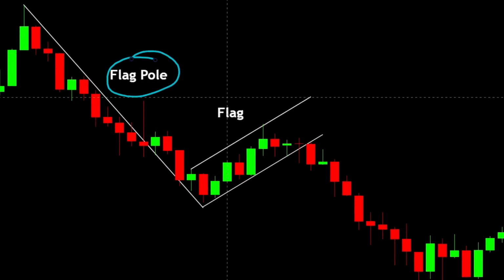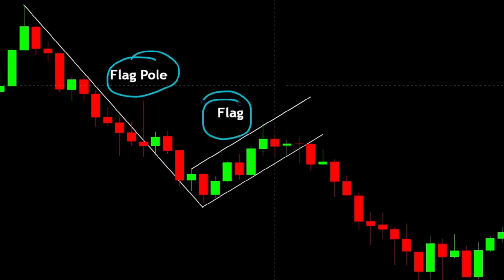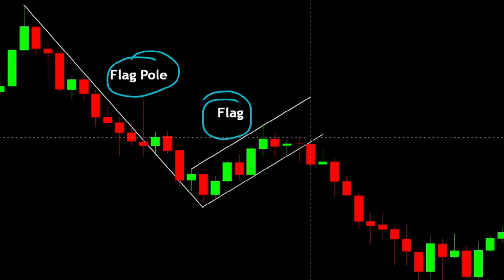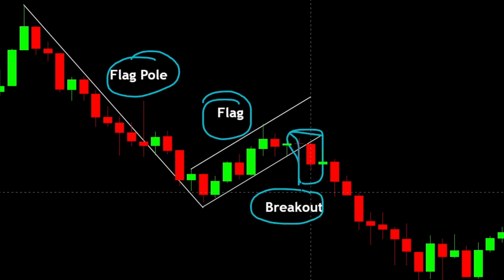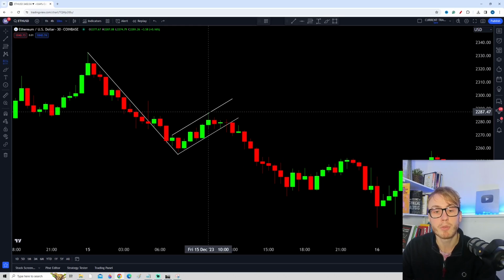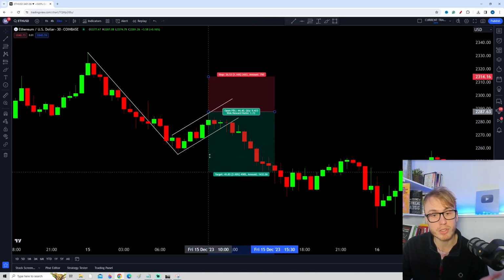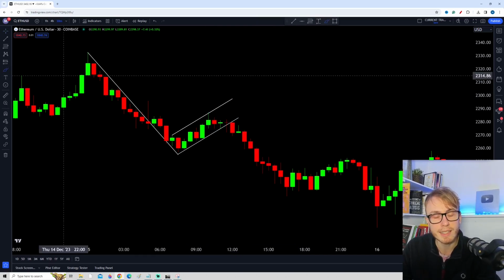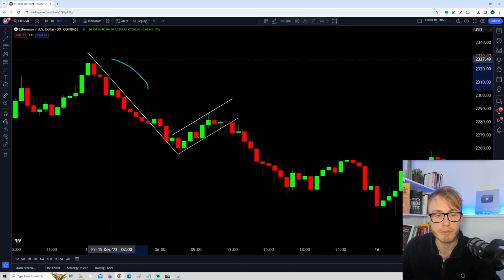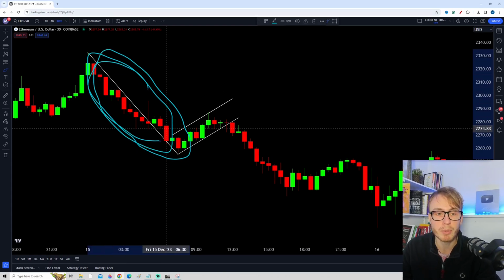So we have the flag pole and we have the flag, and what we're looking out for here to confirm the pattern is that we want to see a break of the flag, or in other words, we want to see a breakout. Before taking a look at entry points, target levels, and stop loss levels, I actually want to show you an indicator we can use here to find good and strong impulsive moves.